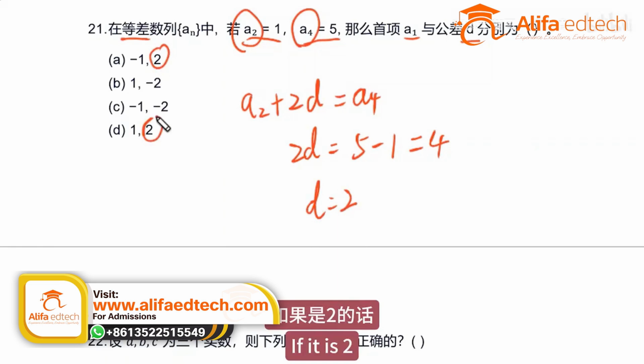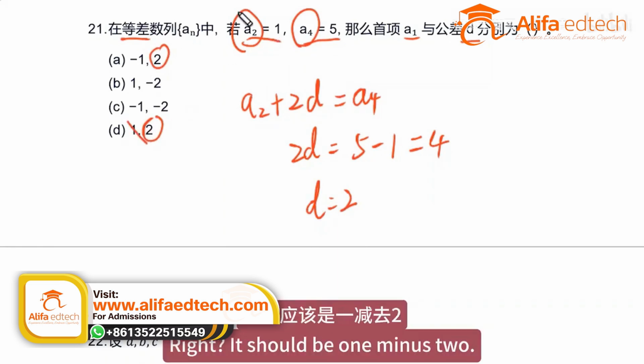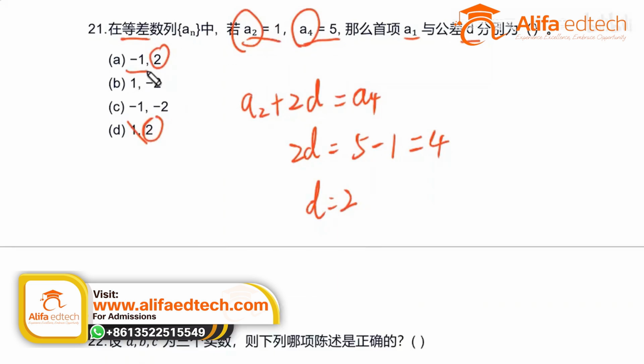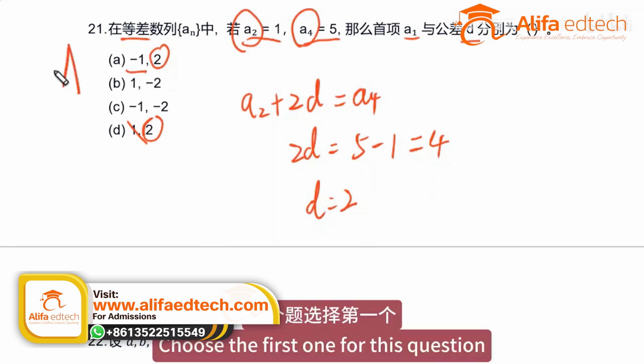If D is 2, then your first term definitely isn't 1, right? It should be 1 minus 2, so it's negative 1. For this question, choose the first one.